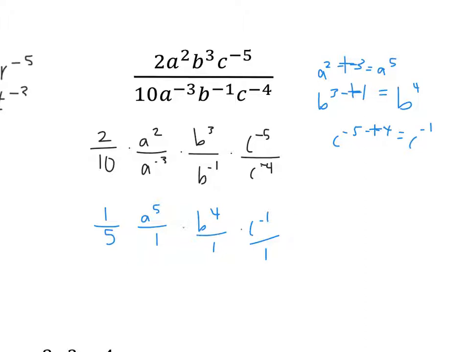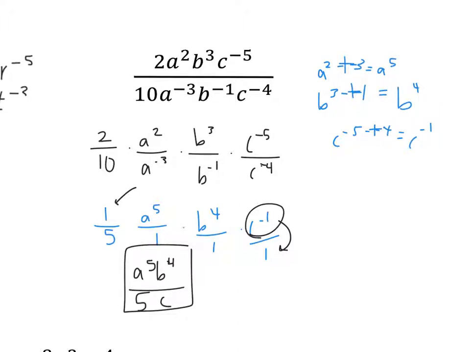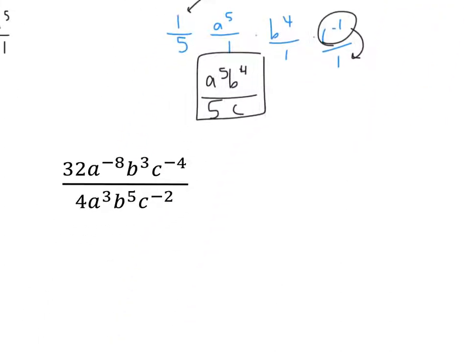Well, one in particular here. The c to the negative first, this will have to flip to the denominator. So I get a to the fifth, b to the fourth. Again, I do not need to write this 1. All over 5c, and that would be my final answer. Okay, let's continue on here.